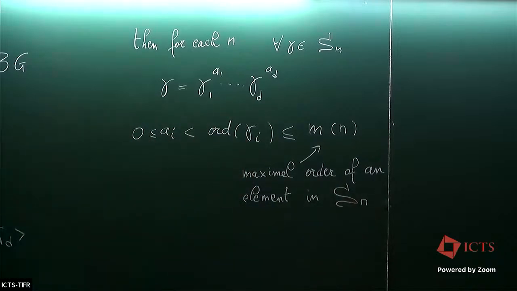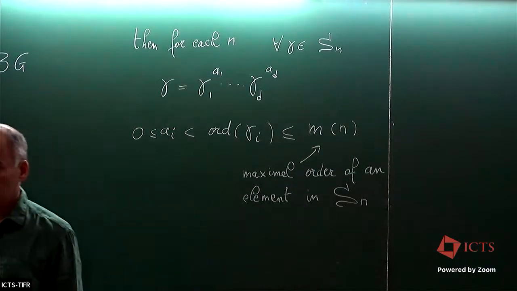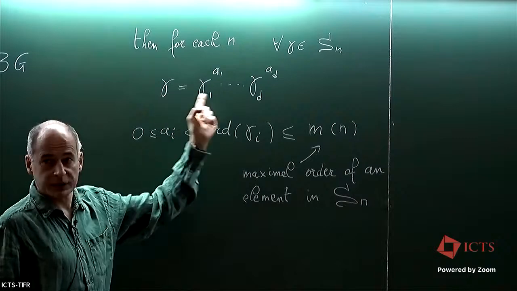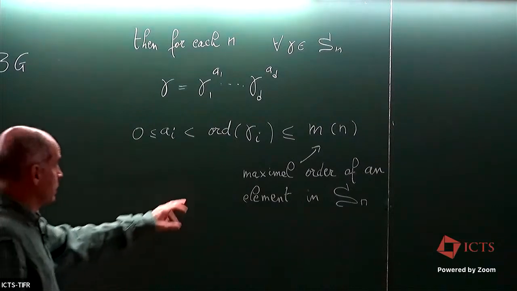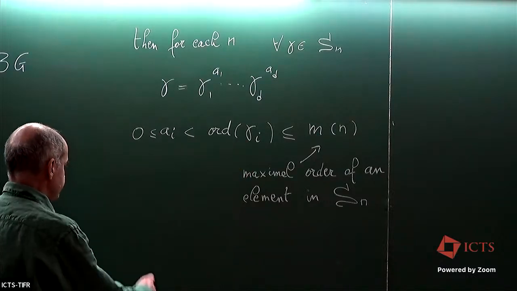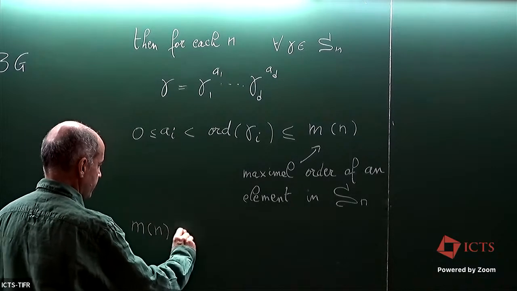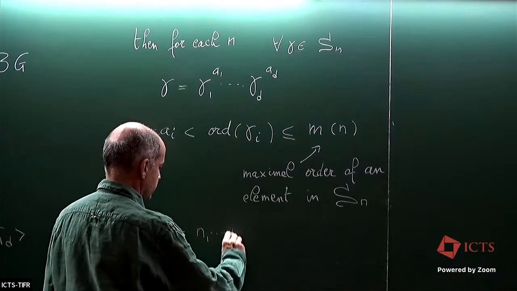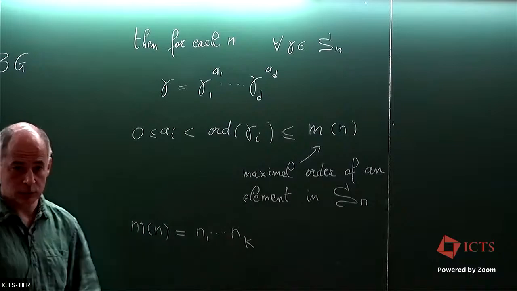So the idea is bounding this number M(n), and so we bound the number of expressions of this form, and it turns out that there are not enough over the whole group S_n. Now, M(n) can always be obtained as a product n_1 ... n_k for a certain k and certain natural numbers.